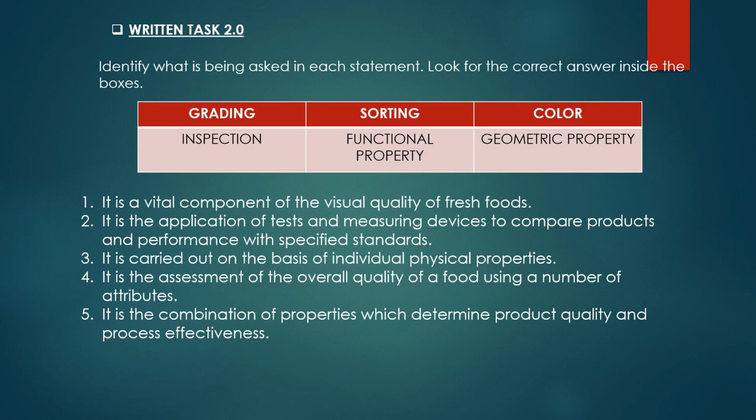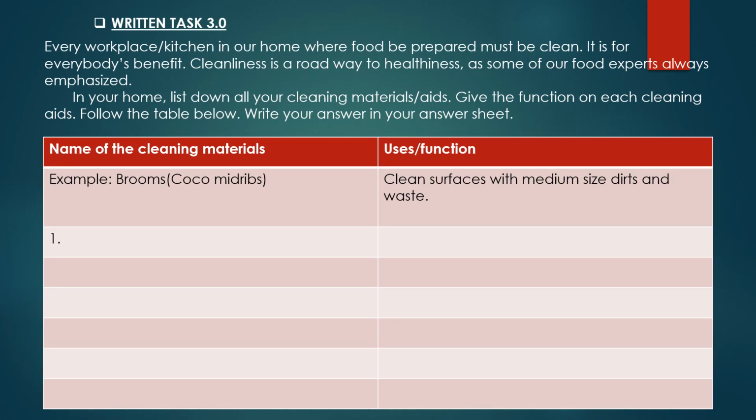Written task 2.0 is more on knowledge, and the content can be seen in their modules, to test if they have read their modules or not. Written task 3.0 is very basic. They just sort and inspect the cleaning materials available at home and cite their uses and functions. It is an easy task that covers the subject requirement for the quarter, so that they won't have any reasons not to answer each task.